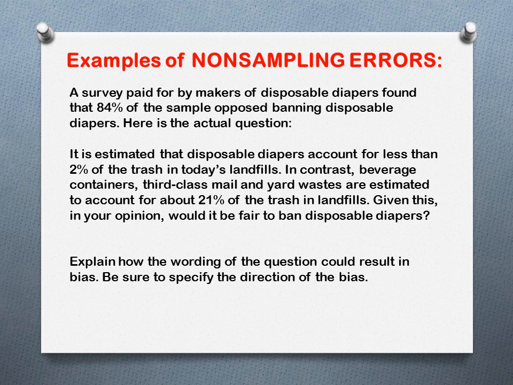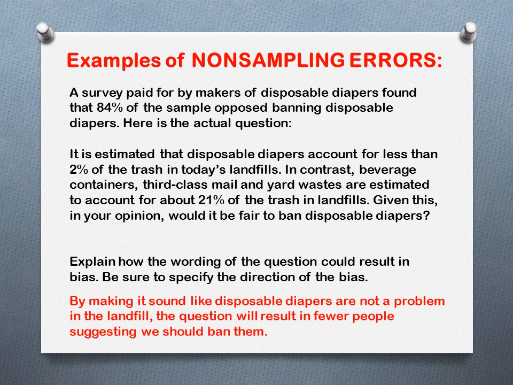Explain how the wording of the question could result in bias. Be sure to specify the direction of the bias. By making it sound like disposable diapers are not a problem in the landfill, the question will result in fewer people suggesting we should ban them. Therefore, this is an underestimate of what probably is true about the population.